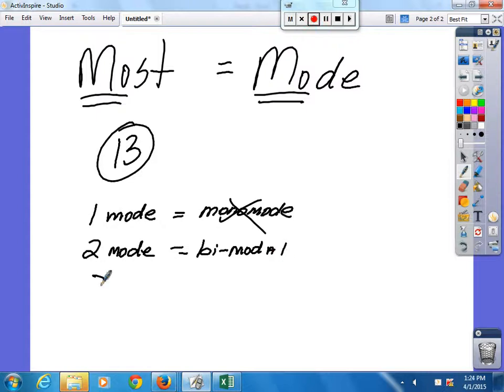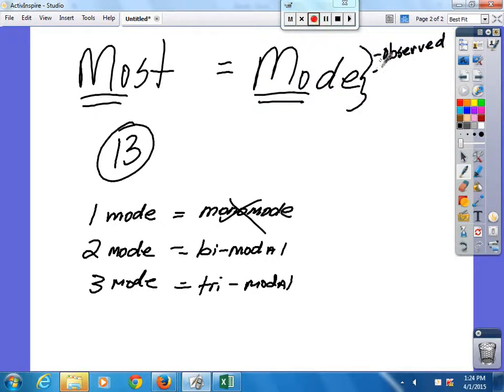And then 3 modes is tri. And then of course after is polymodal. Now the only thing I need to tell you about mode is, one, it's the only one that is observed. It's observed, you do not calculate it. And it's not really important.